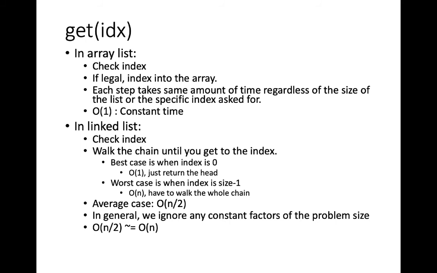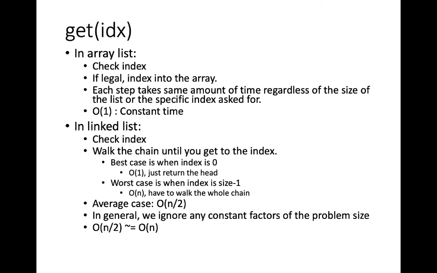That is not true of a linked list. In a linked list, it depends on the length of the list and which index you want. If you want index 0, that's an order 1 operation because 0 is the head, and I can just return whatever's stored at the head. But if it's anything but the head, I'm going to have to walk the list until I get to that index in order to retrieve it. Now it's going to depend on the value of index. If index is 0, it's an order 1 operation. If the index is size minus 1, it's an order n operation.